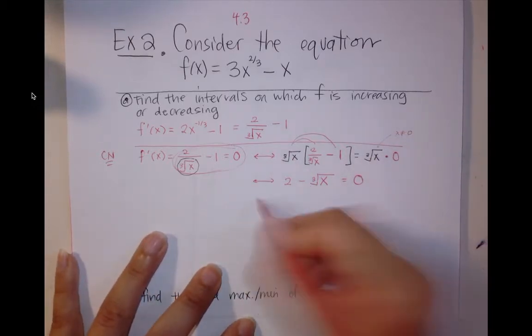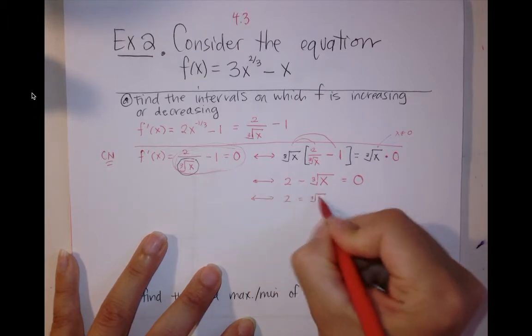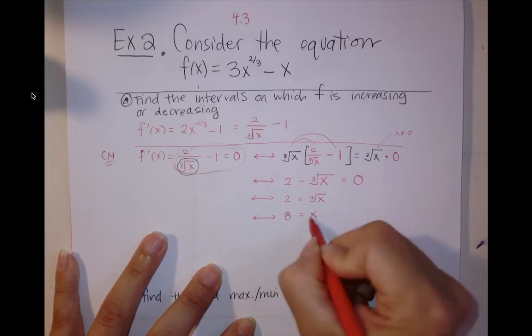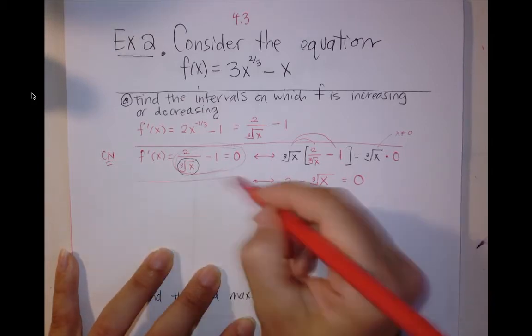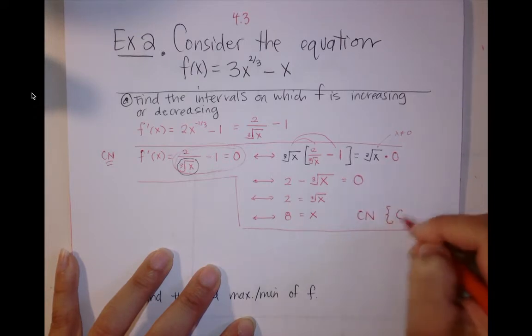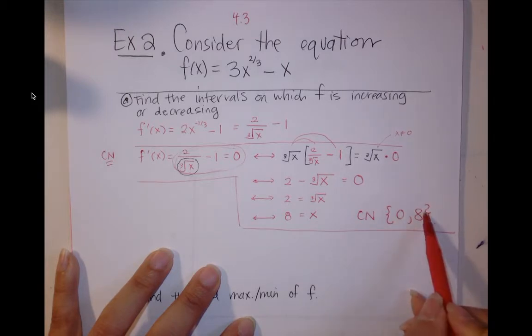And this leaves me with 2 is equal to the cube root of x. Now I cube both sides and I get 8 is equal to x. So at this point I know that my critical numbers are equal to the set 0 and 8. This is where the derivative is undefined. This is where the derivative is equal to 0.